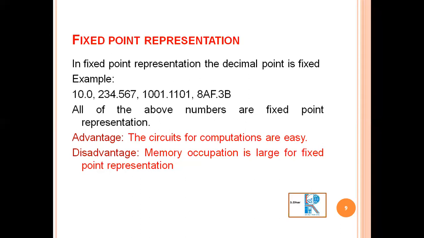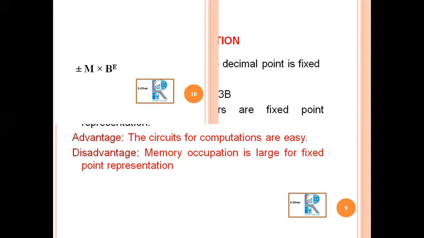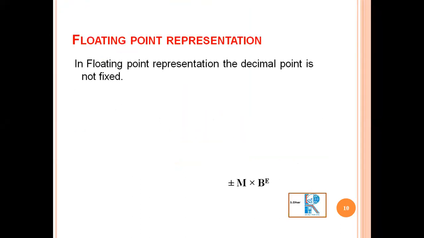To solve the problem, nowadays people use another point representation. This is very important. Listen carefully. That is called the floating point representation. Clear? Now, in floating point representation, what is the difference between the fixed point and floating point? In floating point representation, the decimal point is not fixed. Clear?